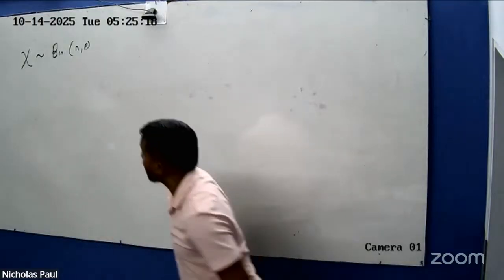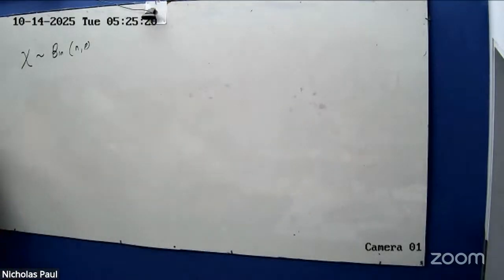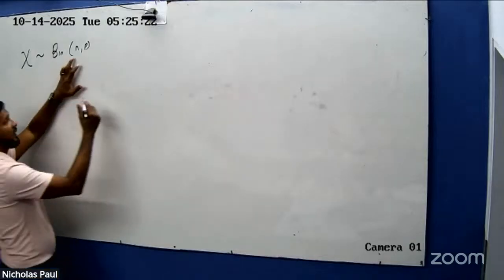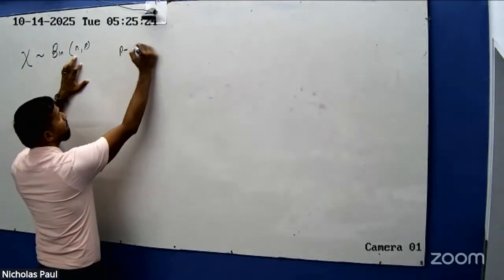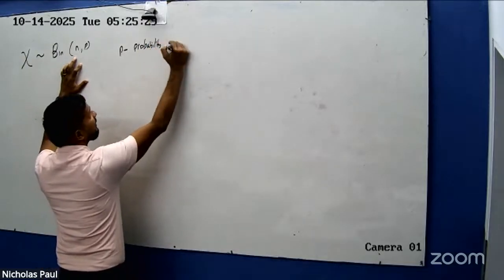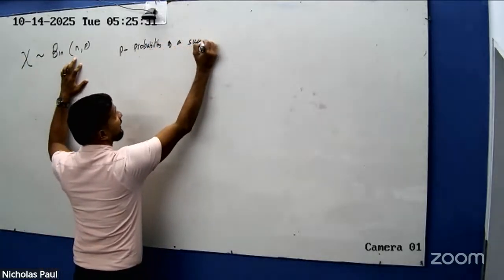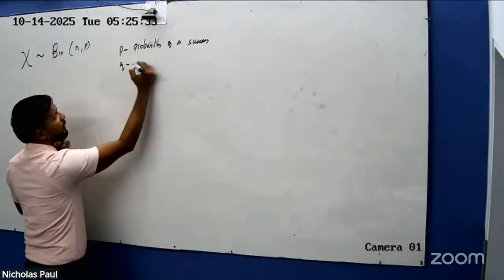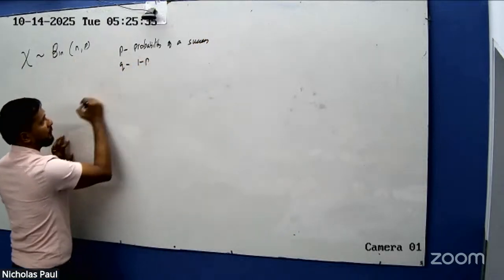Right, sorry. So X follows a binomial, and these are the two parameters. N is the finite number and P is the probability of a success. And Q is failure. Q is 1 minus P.